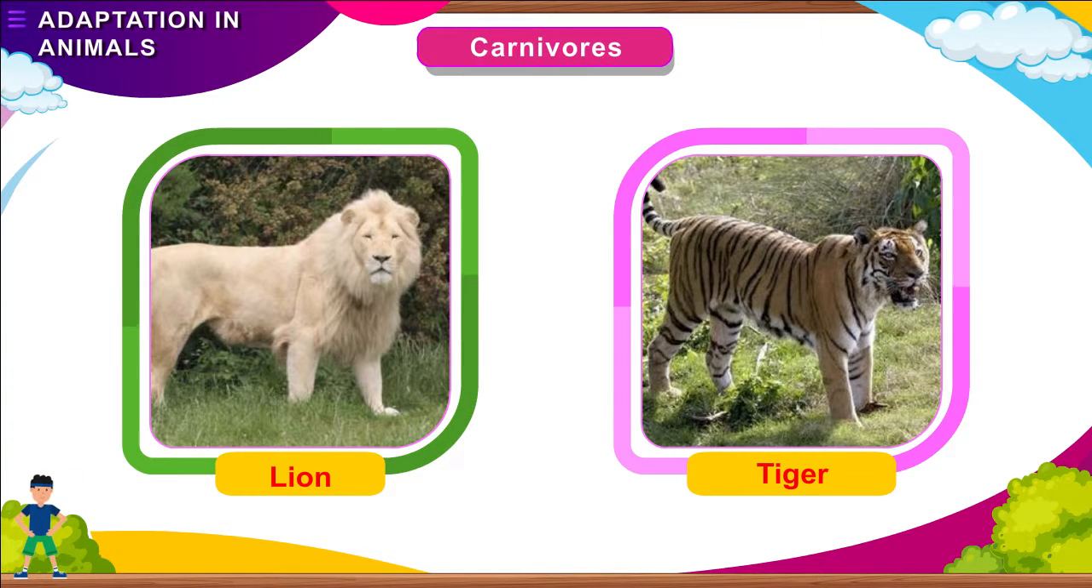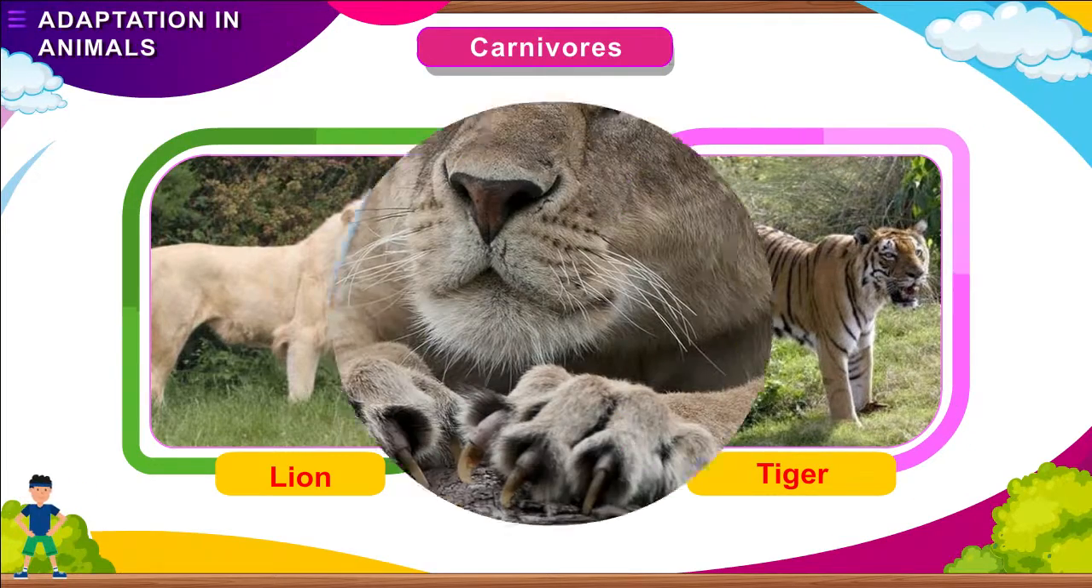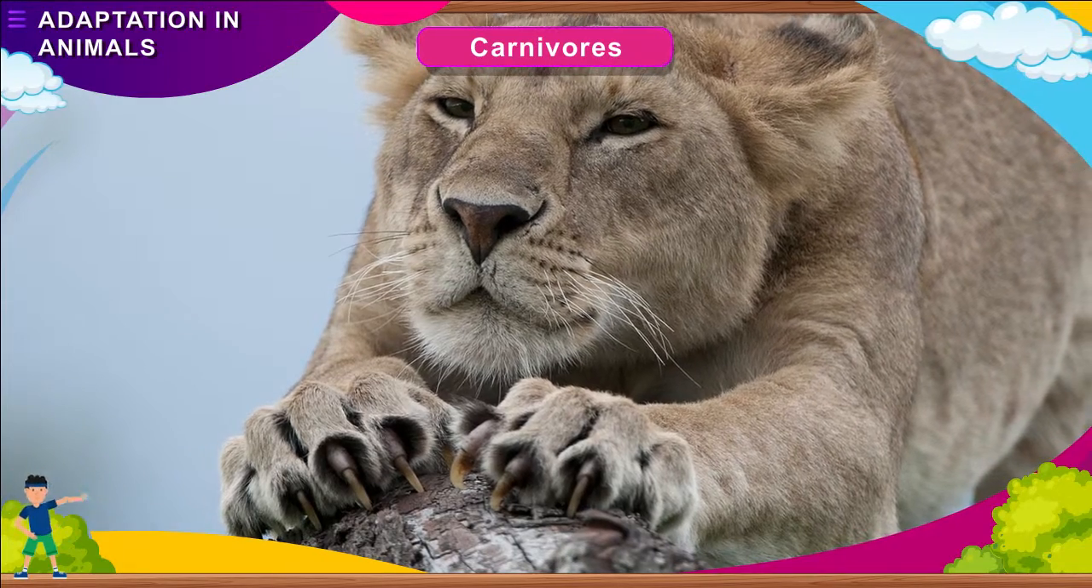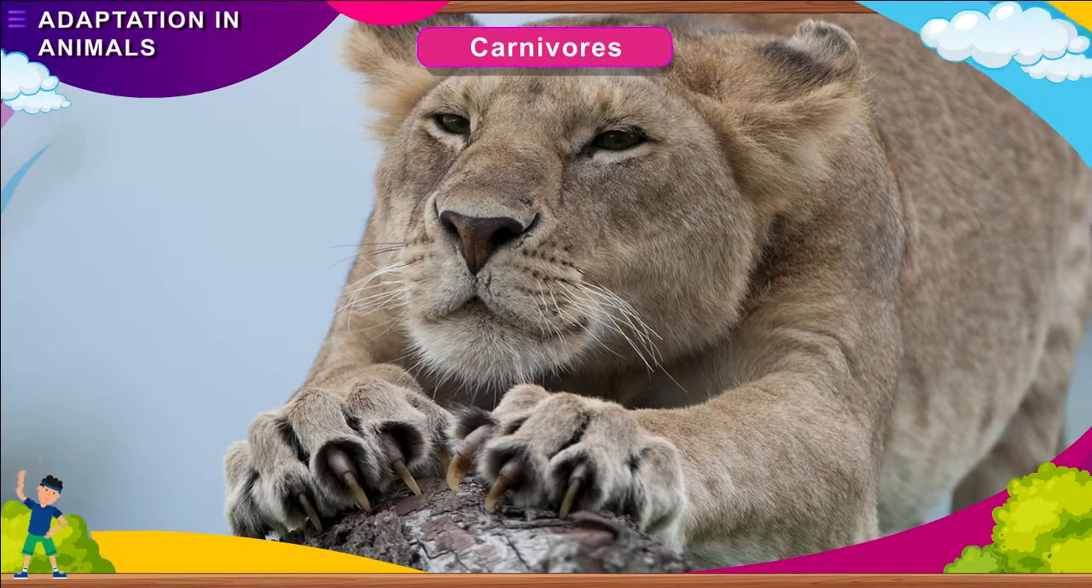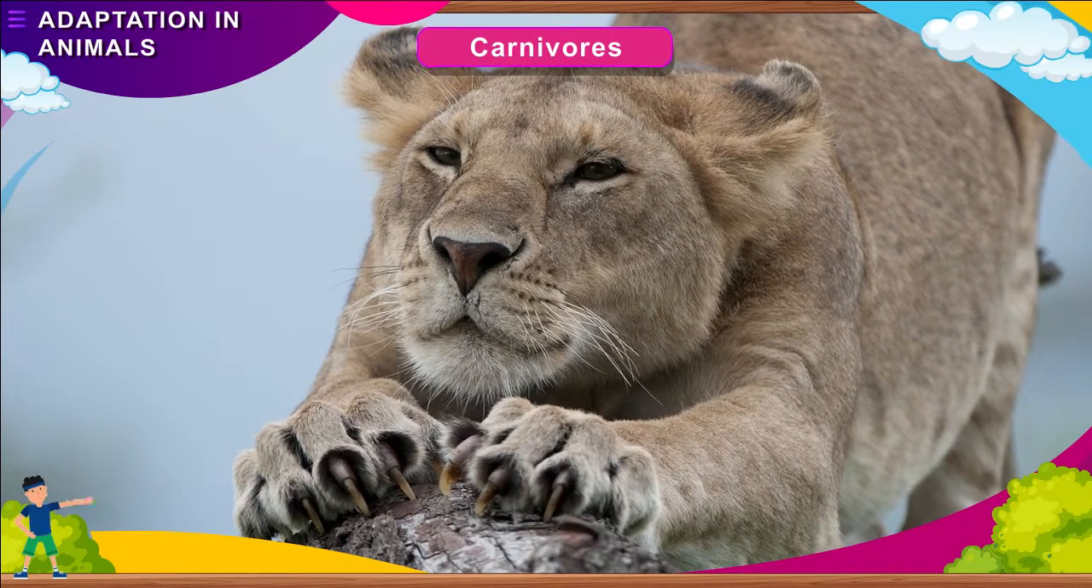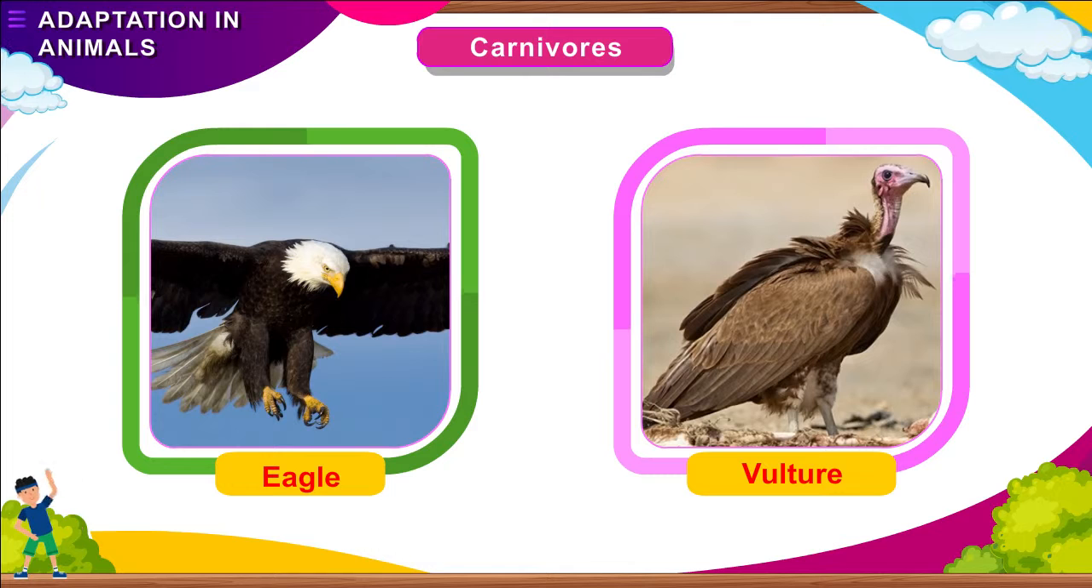Carnivores. Animals that eat flesh of other animals are called carnivores. Lions and tigers are carnivores. They have keen eyesight to spot their prey. They have got long and sharp claws and sharp teeth to catch their prey and tear the flesh.